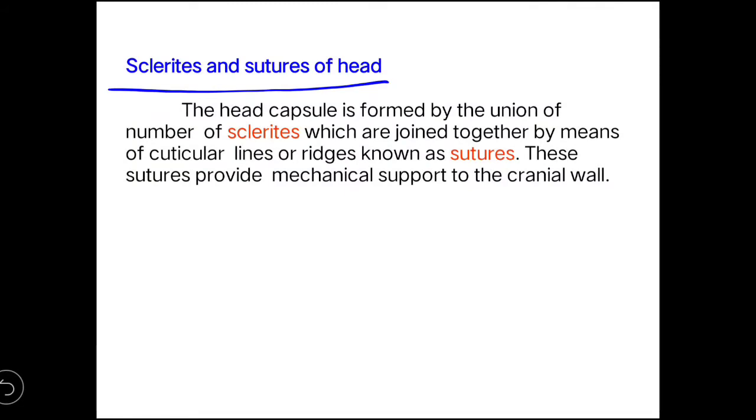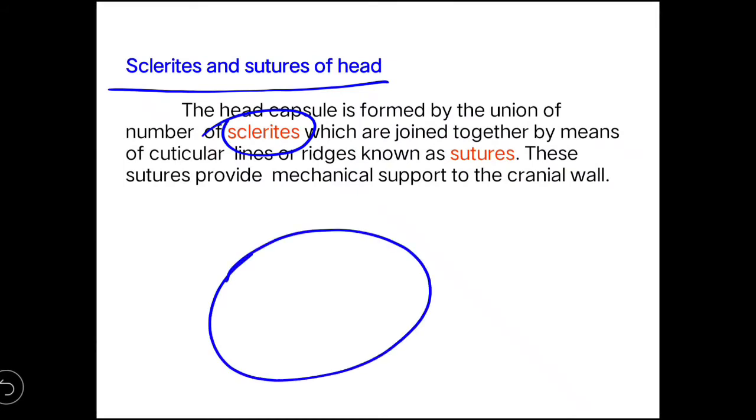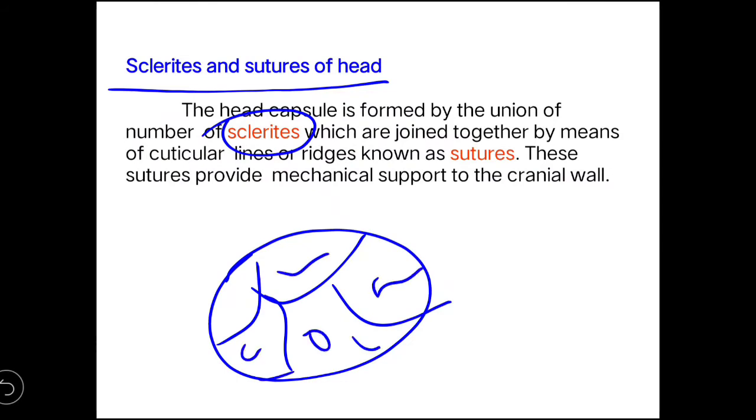So the head capsule is formed by the union of a number of sclerites. Suppose this is the head capsule, and it is formed by numerous sclerites, for example, compound eyes, mandible, maxilla, occiput, genna, frons. So these are the sclerites.